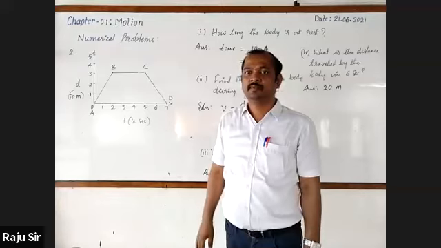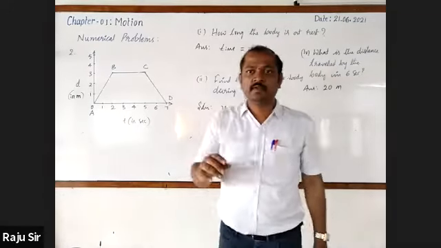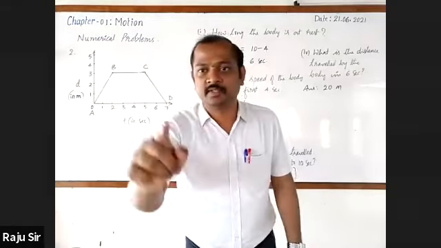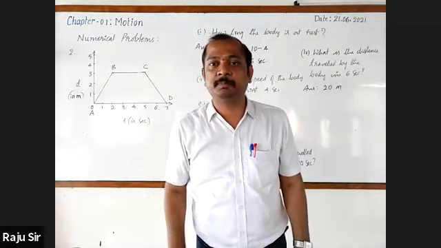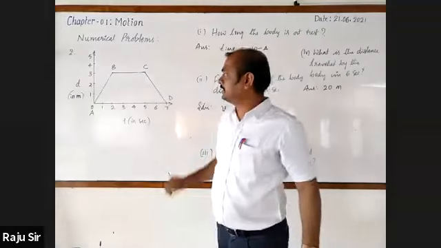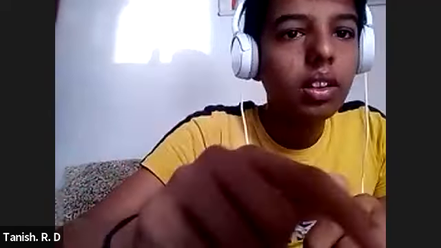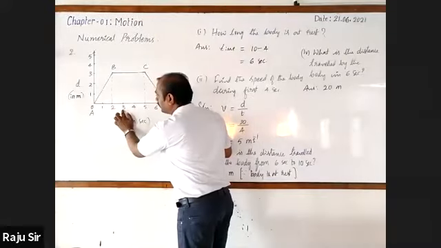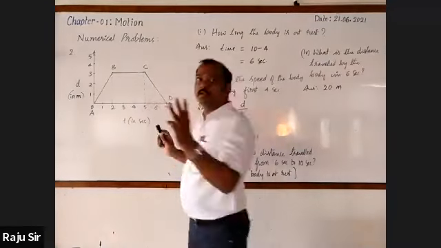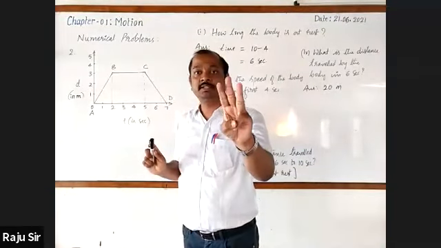Now, my simple question. Here also, how long is the body at rest? 3 seconds, sir. 4 seconds, sir. I have drawn the dotted line. 3 seconds. From here, 1, 2, 3. The body is at rest for 3 seconds.